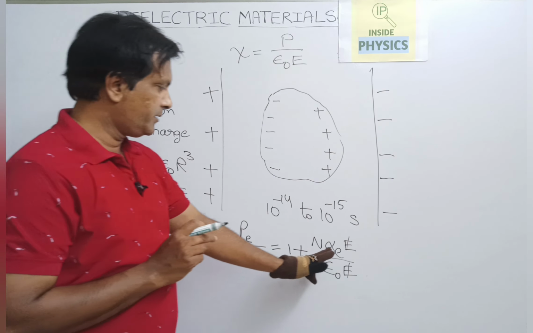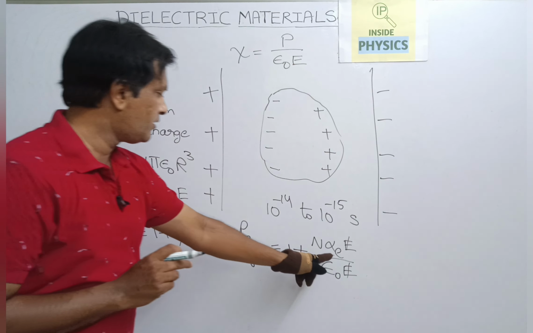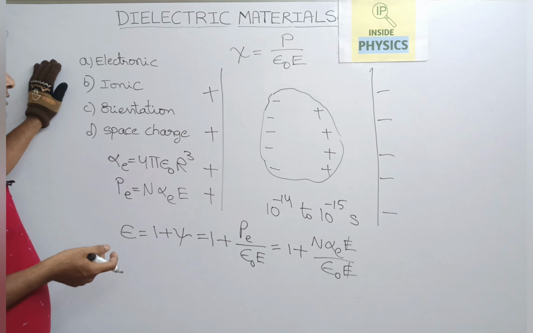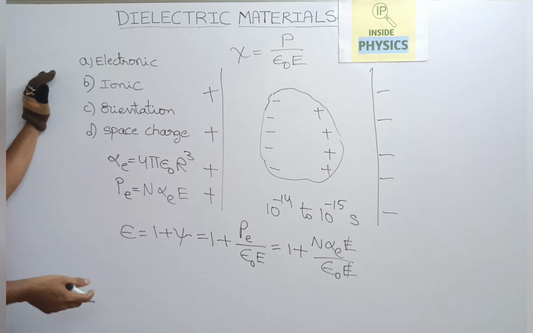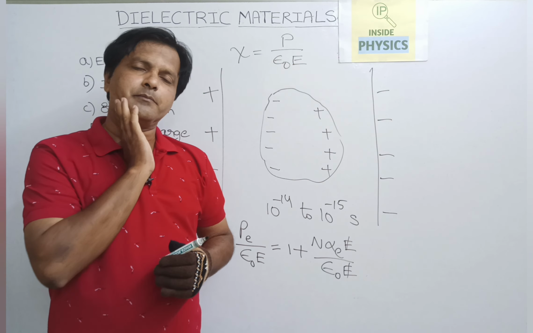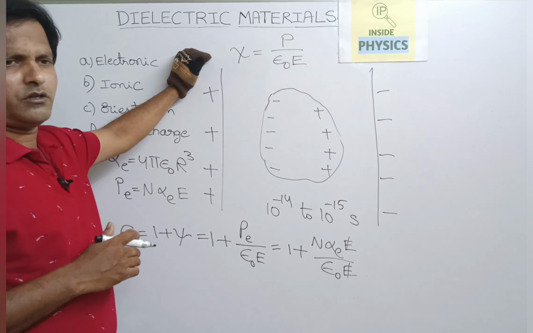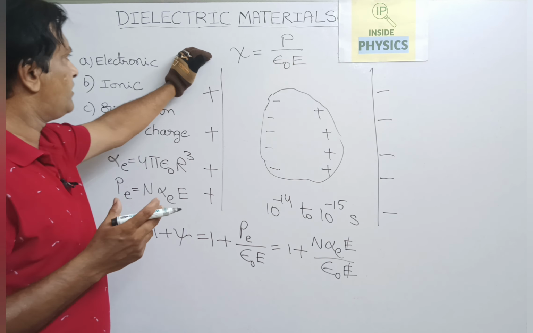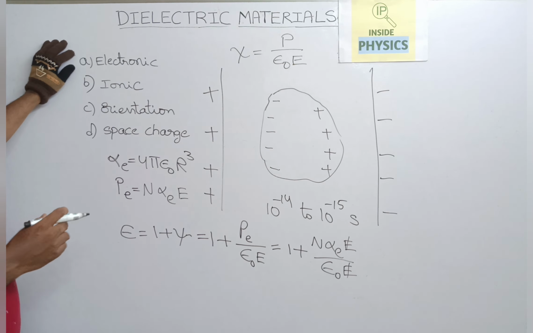Okay, so if we replace that one here in place of alpha E, we will get a relation between the dielectric constant and the electronic polarizability. So here, this is how we determine the electronic polarizability, and this happens in almost all the materials, as I already told you. These kinds of polarizations may happen in a combined way.